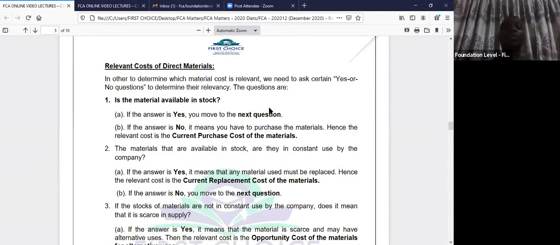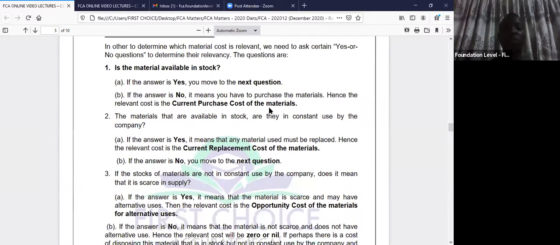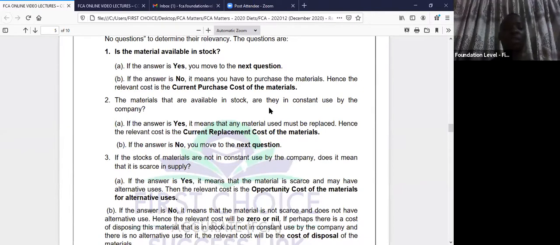In order to determine which material cost is relevant, we need to ask ourselves 3 questions. And as we ask ourselves these 3 questions, the answers to those questions could be yes or it could be no. What are these questions? Now, the first one is: is the material available in stock? Why is that question relevant?